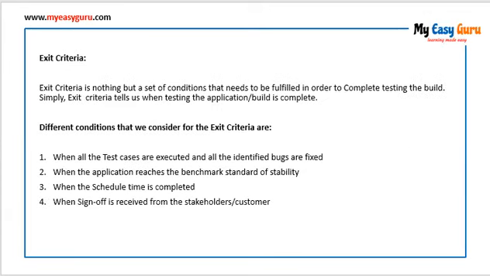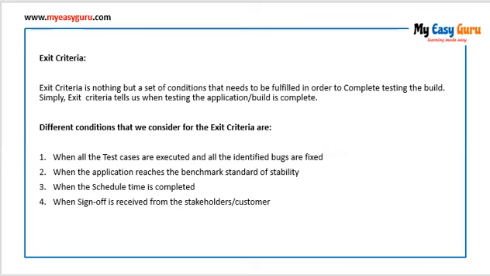Now exit criteria. Exit criteria is nothing but when to stop the testing. It is a set of conditions that needs to be fulfilled in order to complete testing the build. Simply, exit criteria tells us when testing the application or build is completed. So there are also different conditions to consider while we think of exit criteria.